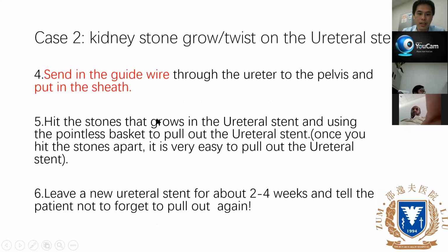And then we do the flexible ureteroscope. You send in the guide wire to the end and put in the sheath. Then you can go as previously we deal with the kidney stones. You hit the stones that grow on the stent, and use the tipless basket to pull out the stent. If the stones are broken apart, it's very easy to pull out the stent, and just leave a new stent for 2 to 4 weeks and tell the patient not to forget to pull it out again.